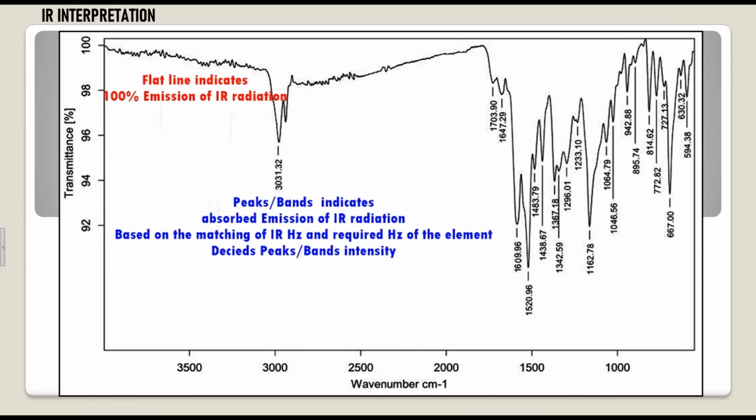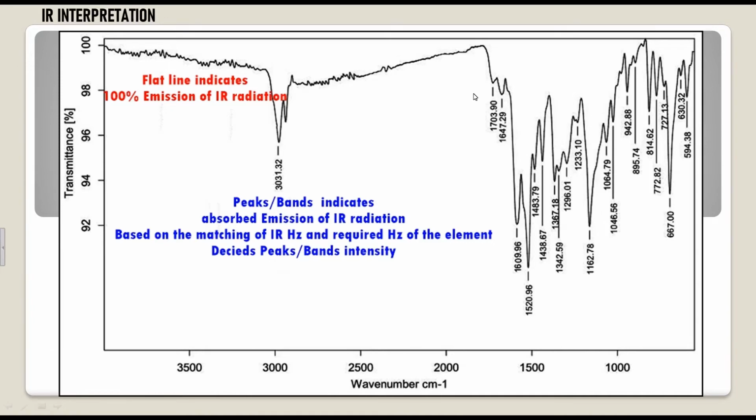When these two energies meet, there is absorption. When the absorption takes place, there is no intensity. Then the entire IR radiation passes without absorption. In such a case, you will get a flat line.